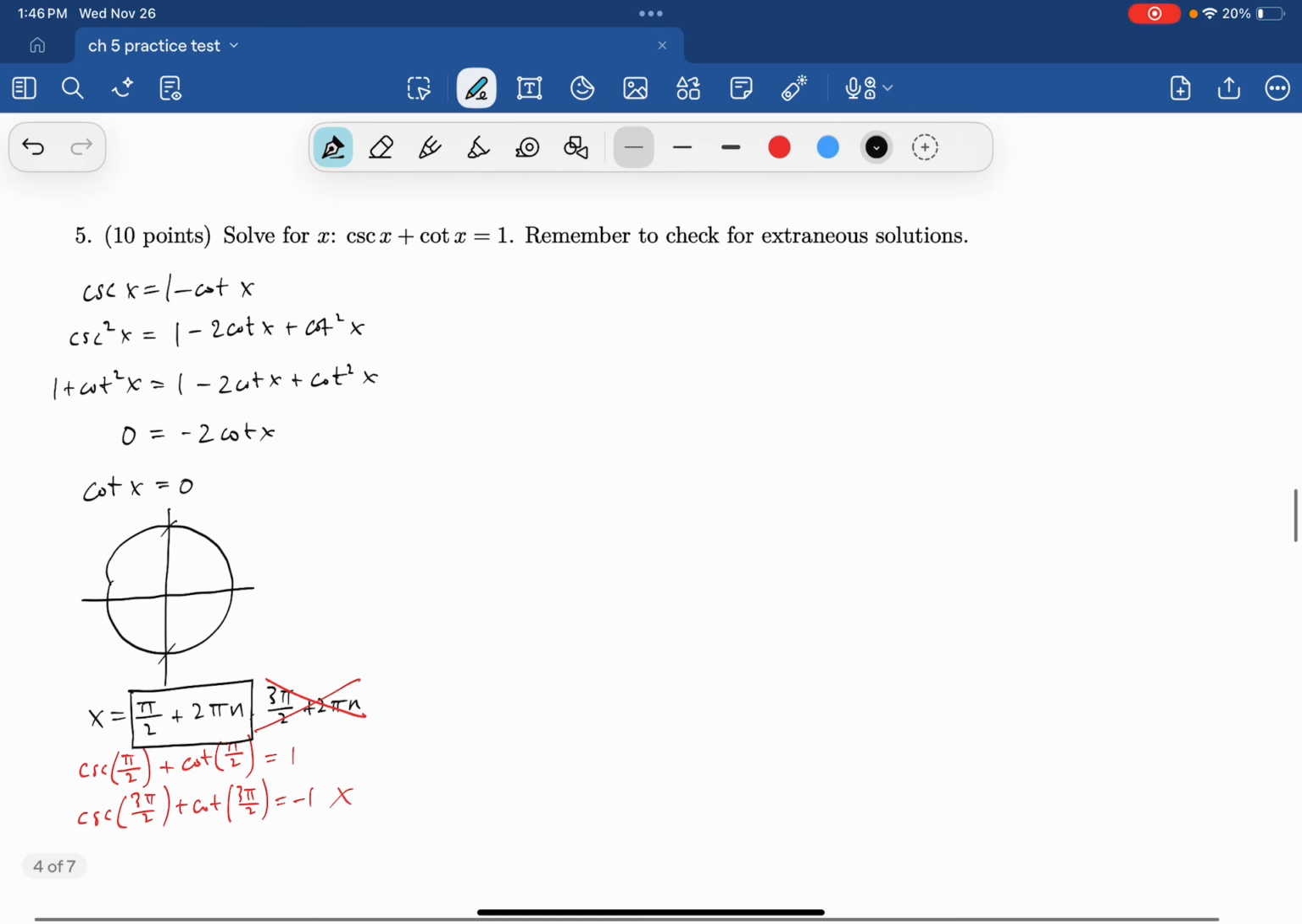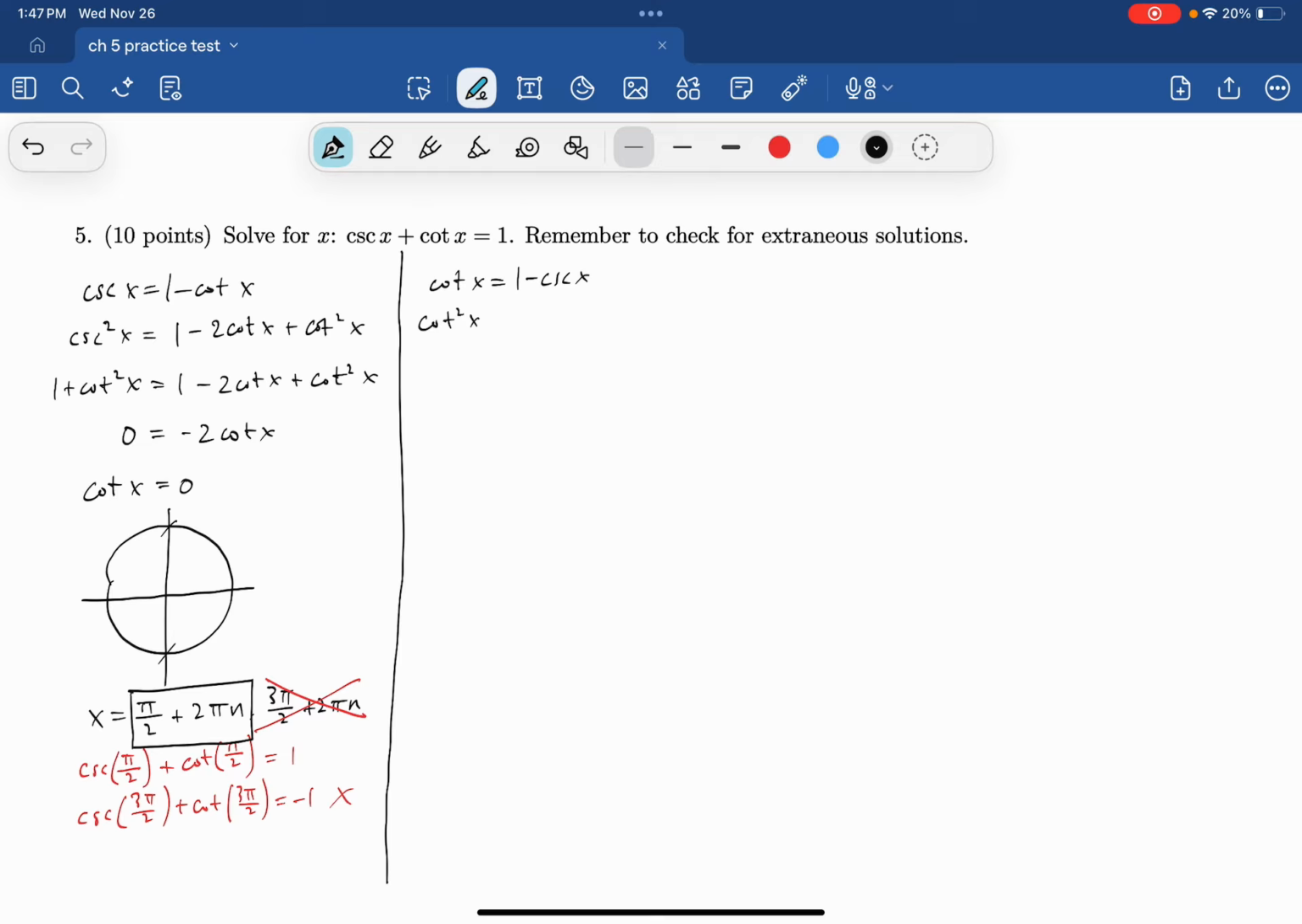Okay, so that's the first way of doing it. Let me show you guys another way. Suppose now instead we moved the cosecant to the right side. That would give us cotangent x equals 1 minus cosecant x. And so squaring both sides, we're going to get 1 minus 2 cosecant x plus cosecant squared x.